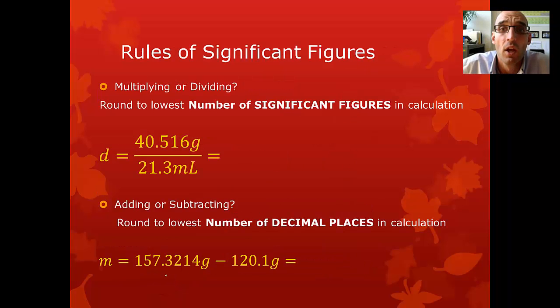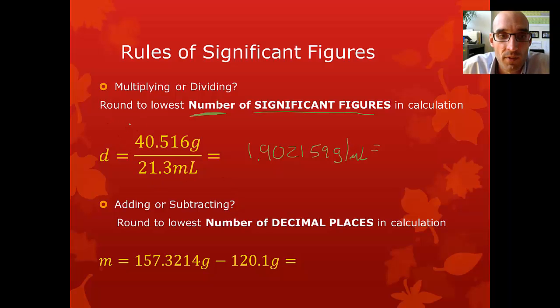All right, rules of significant figures. It's going to break down into 2. When doing calculations, when we multiply and divide, we are interested in the number of sig figs. So here we have a calculation of density, 40.516 grams divided by 21.3 milliliters. The number that I end up with is 1.9, and this is going to come from my calculator. I'm just going to keep writing until I run out of digits. 2159. Of course, I need a unit, grams per milliliter.